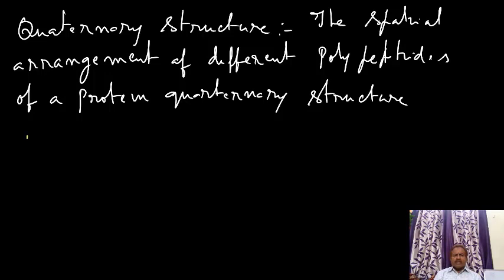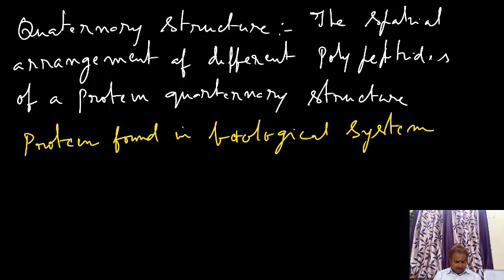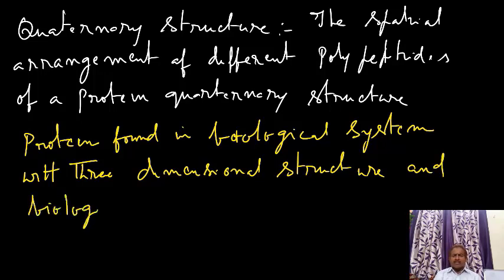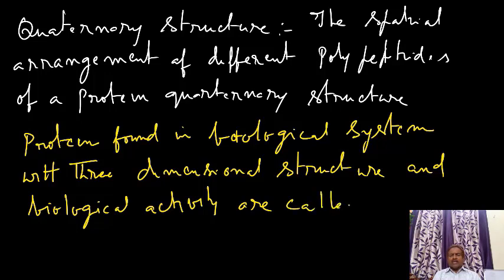Now, proteins found in biological system with three-dimensional structure and biological activity. Every protein has its own biological activity. So proteins found in a biological system, that is, living bodies, with the three-dimensional structure and biological activity are called native proteins.